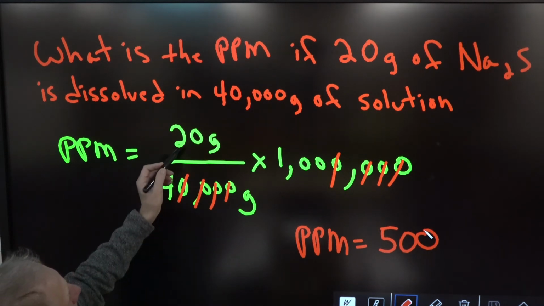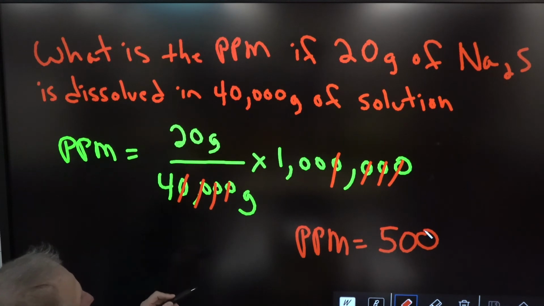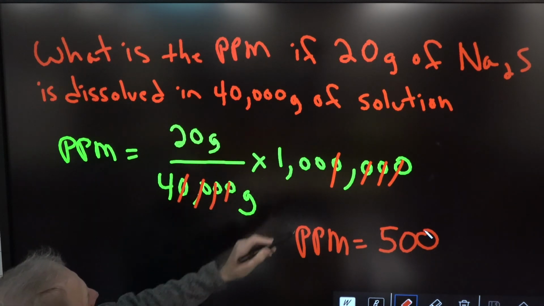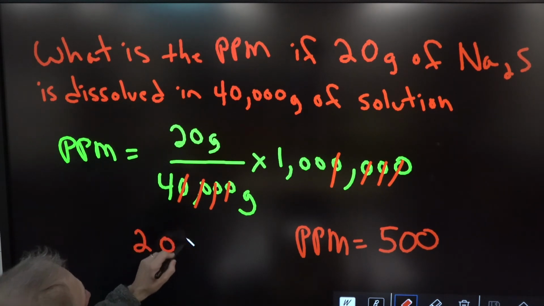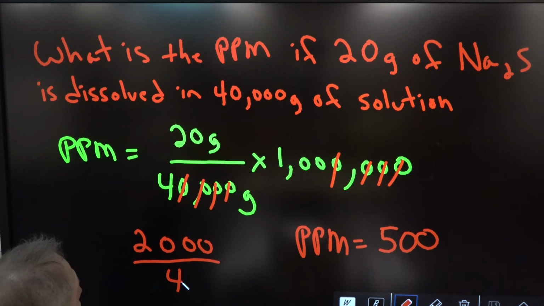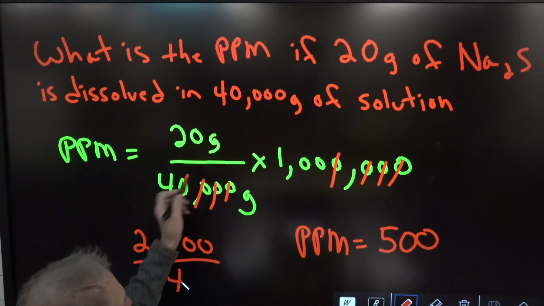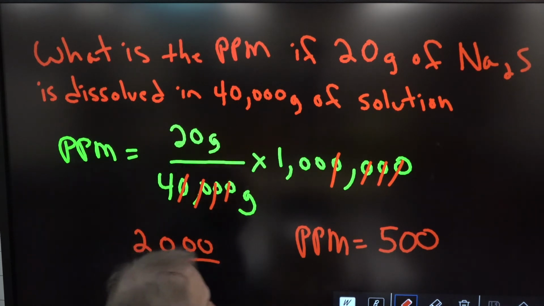So one more time, we could do it a whole bunch of different ways. We could go 20 times 100. So if we do 20 times 100, it would be 2,000 divided by 4, and that would be 500. Okay, either way we do it, that's how you get it, and your answer is 500 ppms.